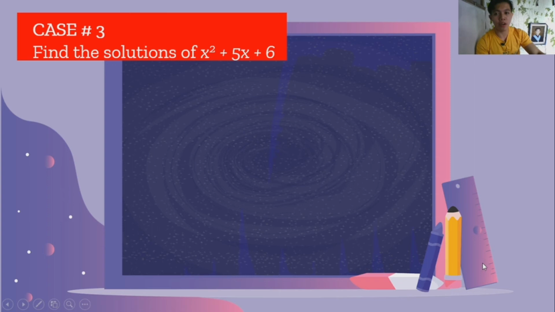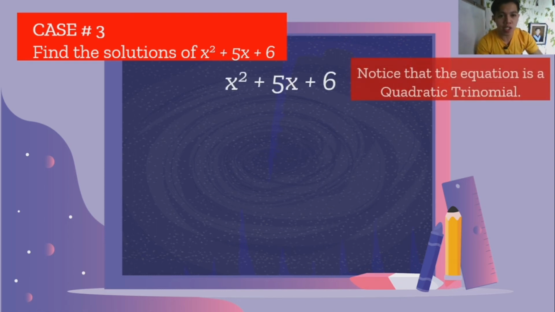Case number 3. Find the solutions of x squared plus 5x plus 6. So, let's copy it first: x squared plus 5x plus 6. Notice that the equation is a quadratic trinomial. This is a perfect example of a quadratic trinomial. So, what do we do here?